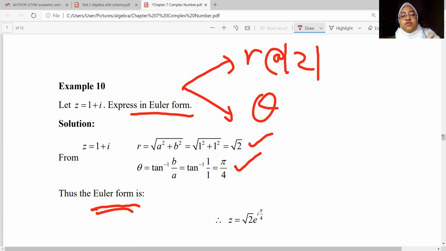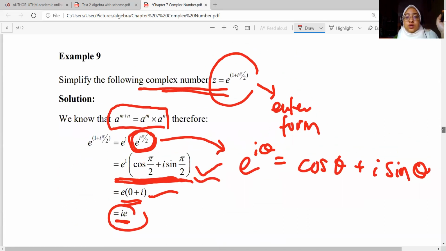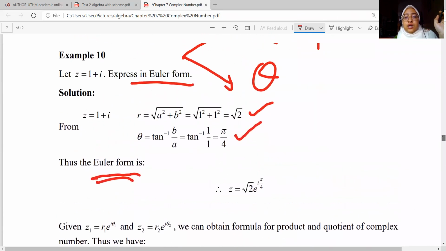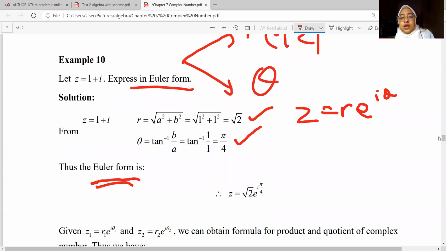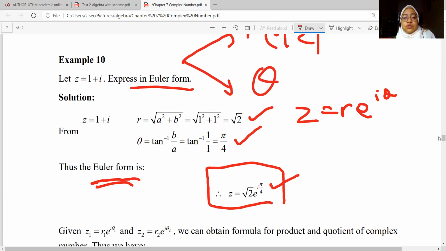Okay, so we know that Euler form is z equals r e^(iθ). So our r is the square root of 2, e to the power of i pi over 4. Simple as that. So we know that when we want to form the Euler form, the requirement is still the same as when you want to form the polar form. We need to find r and theta.